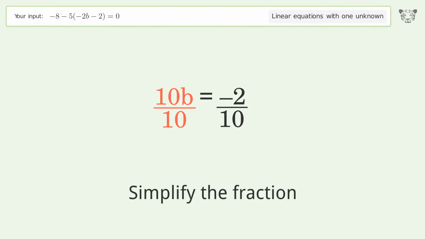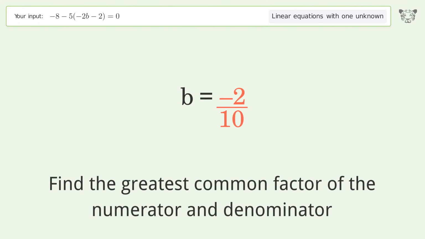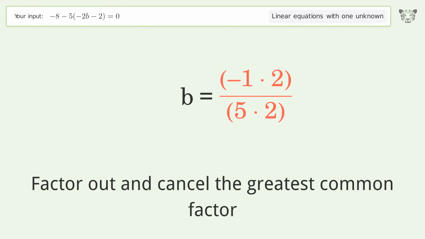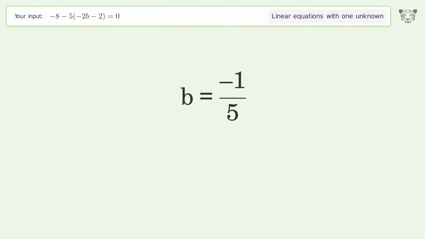Simplify the fraction. Find the greatest common factor of the numerator and denominator. Factor out and cancel the greatest common factor. And so the final result is b equals -1/5.